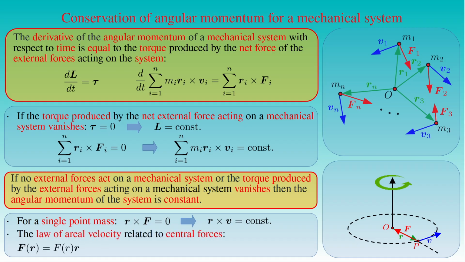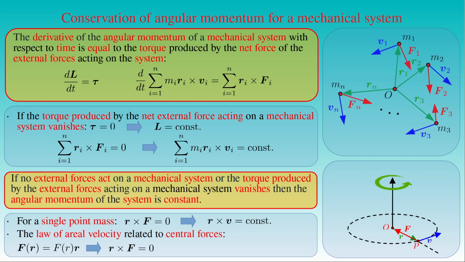forces acting on a particle always directed towards or opposite to a fixed point O and given by the magnitude F depending on the distance r of the particle from the fixed point, times the position vector r of the particle relative to the fixed point O. In the case of central motion, the cross product of the position vector r and the force F vanishes, that is, the torque produced on the point mass by the central force is equal to 0.